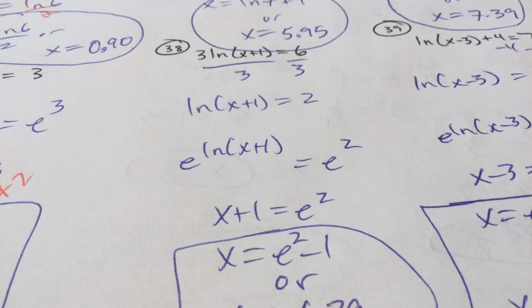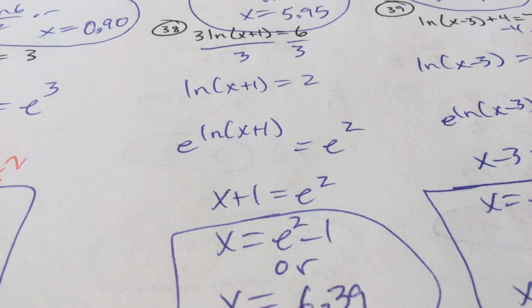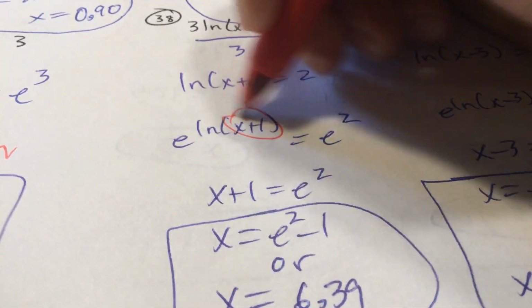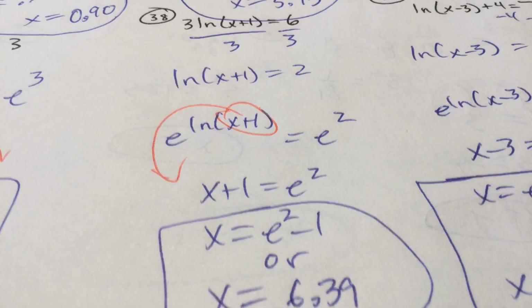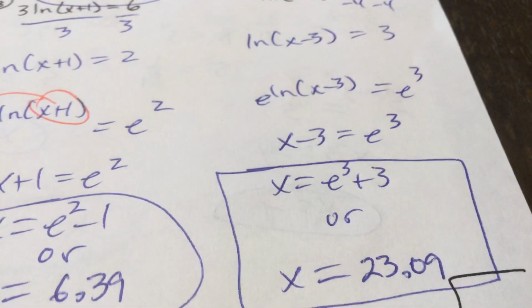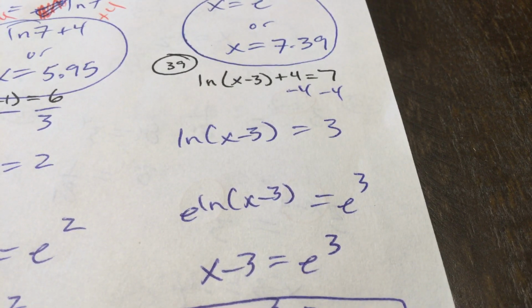On 38, divide both sides by 3. Natural log of x plus 1 is 2. Attach e as the base. That means this exponent is going to come on down. x plus 1 equals e squared. x is e squared minus 1.